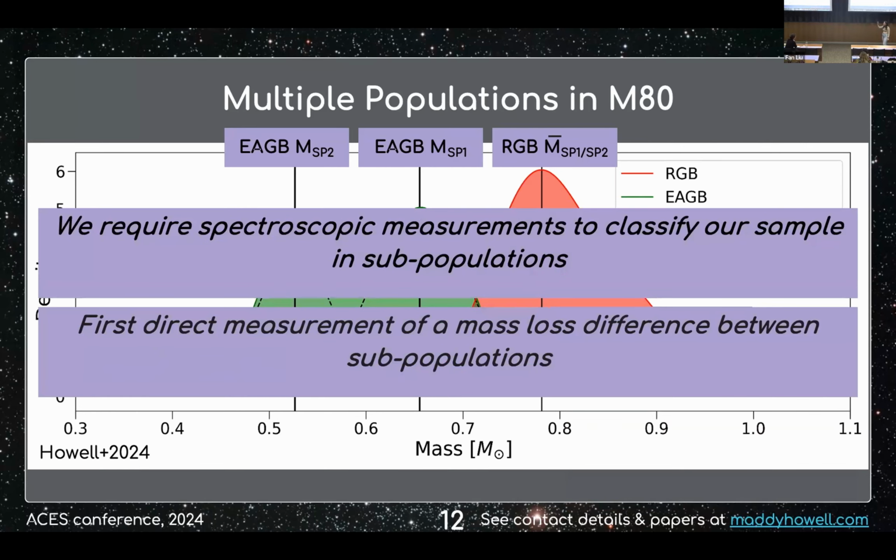However, we can't, so this is just tentative evidence. To actually confirm it, we require spectroscopic measurements of our entire sample to classify our stars into the subpopulations. So we need to look at that sodium-oxygen anticorrelation. But if we do see that subpopulation membership correlates with our bimodal mass distribution in the early AGB, this would be the first direct measurement of a mass loss difference between subpopulations. So it could be a very exciting result.